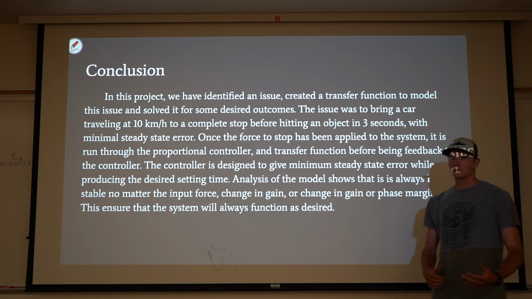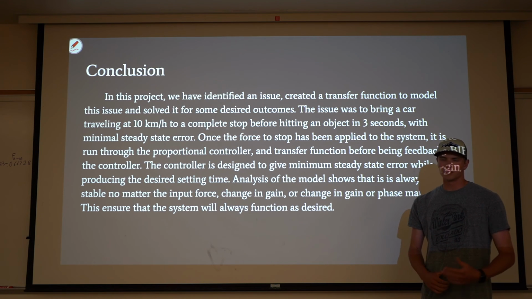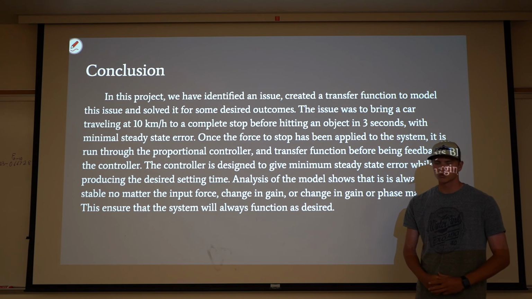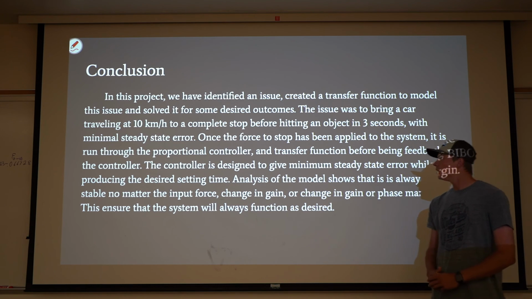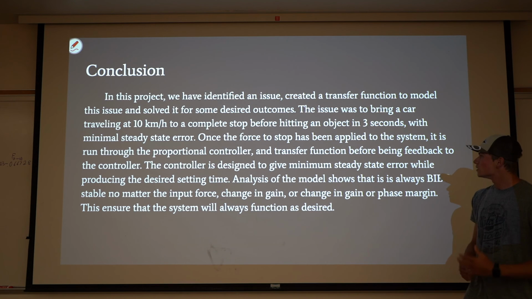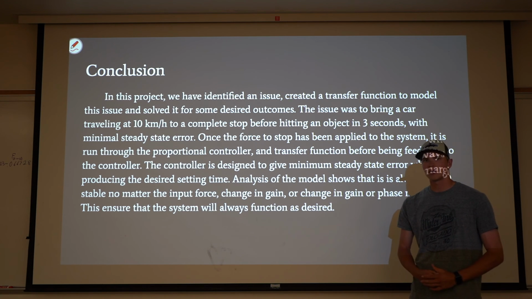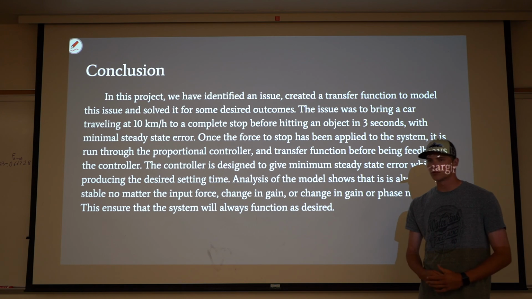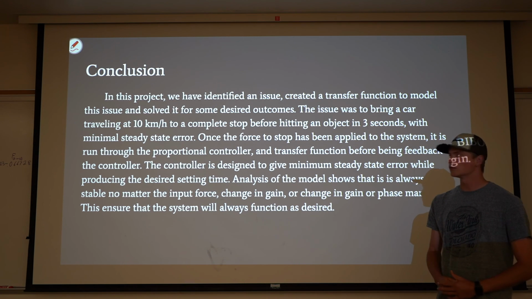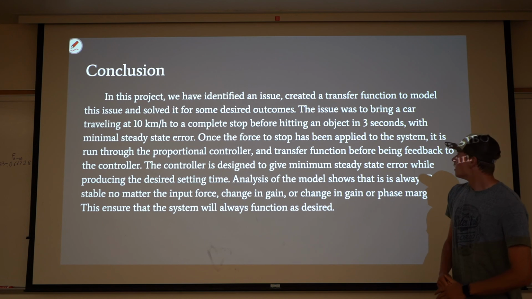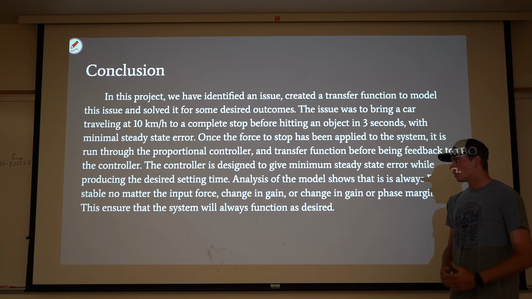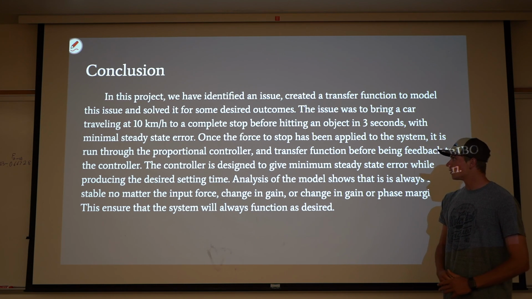So with all of that, we determined the best controller would be the proportional controller, based on the fact that you can control the settling time and minimize the steady state error associated with that. And doing a very slow stop, starting at 10 kilometers per hour and coming to a complete stop, we determined the appropriate time would be roughly 3 seconds for the settling time. And this also presented a very minimal steady state error.